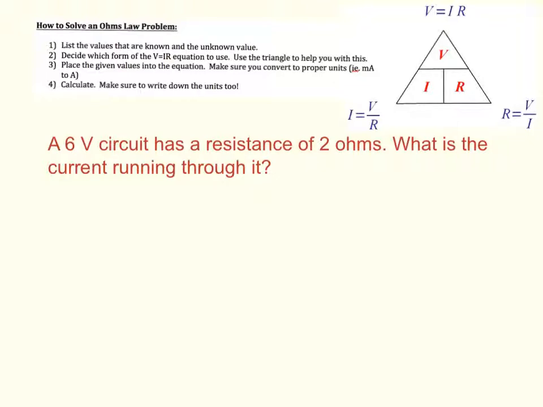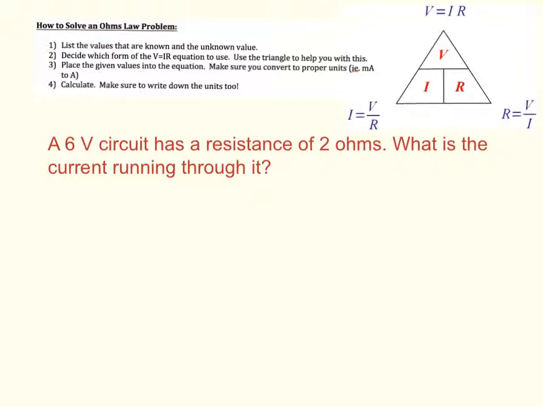Alright, so I'll do one more practice problem with you here. At this point, I'd recommend that you pause the video and try to solve it on your own, and then double check with my explanation. This question is asking, a 6 volt circuit has a resistance of 2 ohms. What is the current running through it?